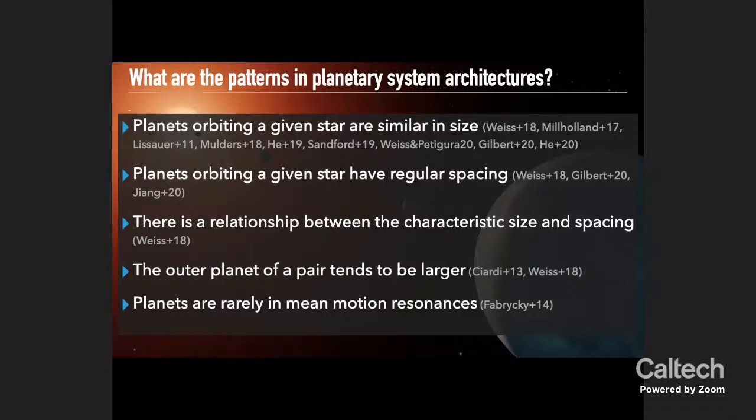The peas in a pod pattern is only part of the literature on multi-planet systems. There are lots of patterns that need to be reproduced by simulations and lots of new physics to learn. So just to recap, the planets orbiting a given star tend to be similar in size and with regular spacing. There's a relationship between the characteristic size and spacing. I didn't talk about this, but the outer planet of a pair tends to be larger if there is a size difference. And planets are rarely in mean motion resonances, although they might have been there at some time in the past.